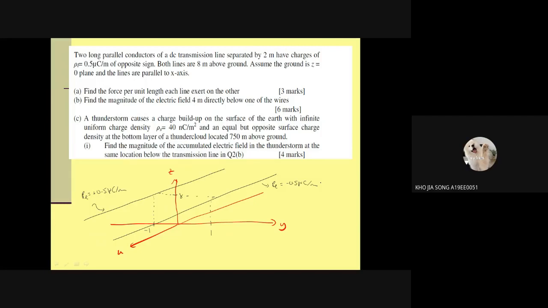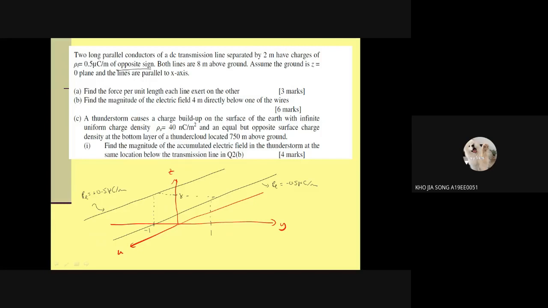Doctor, why do you directly assume the rho L for the two parallel lines, one is negative and one is positive? What is the indicator? It's opposite sign, right? Oh, okay.